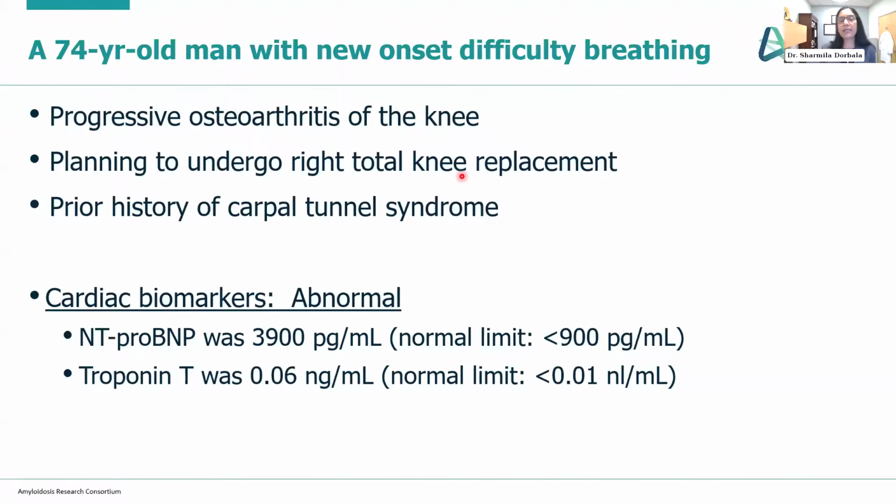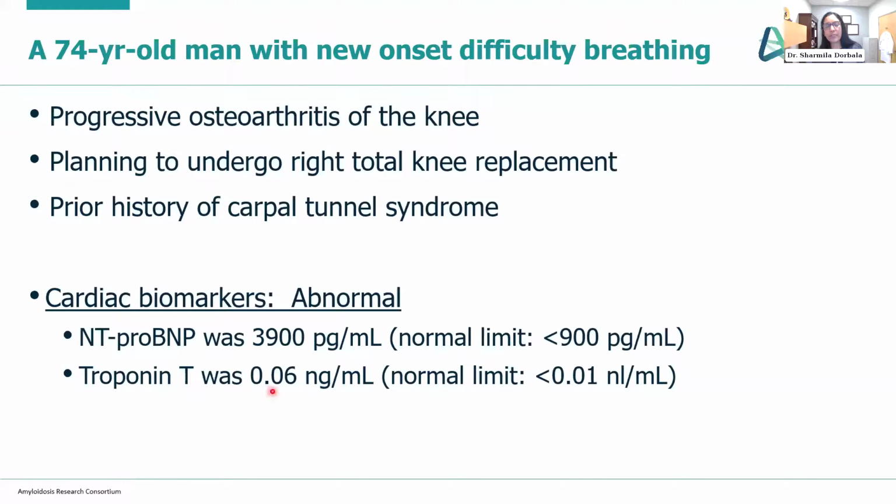He was planning to get a right total knee replacement. On questioning, he also reported that he had carpal tunnel syndrome, bilaterally requiring surgery about 10 years before. We measured blood tests called cardiac biomarkers, and this test called NT-proBNP tells us about stretch on the heart muscle from heart failure. That was abnormal.